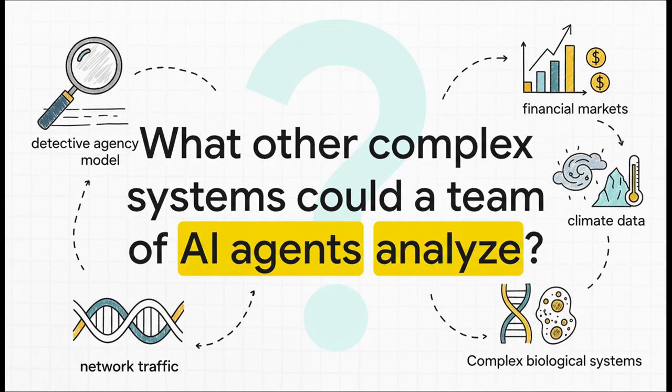And that leaves us with a final, really interesting thought. This detective agency model worked brilliantly for network traffic, but what else could we use it for? Imagine a team of AI agents analyzing the chaos of financial markets, or looking for patterns in climate data, or even trying to understand complex biological systems. The possibilities are absolutely fascinating to think about.